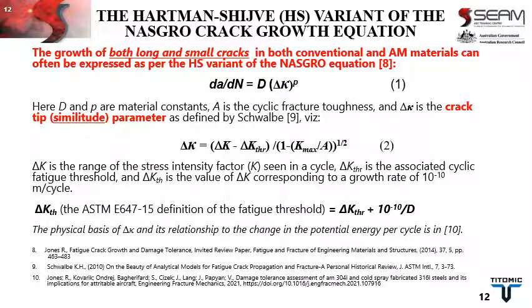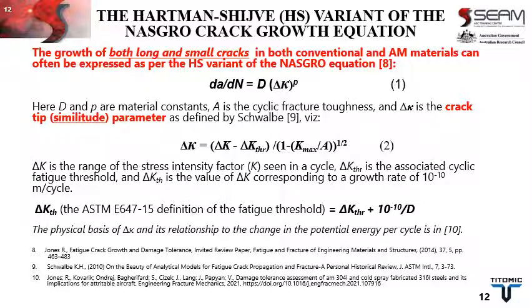The similitude parameter delta kappa that I'm going to use in this talk is given by equation 2. It involves two parameters, namely a fatigue threshold term, delta Kth sub r, and a cyclic fracture toughness term, A. The fatigue threshold term here is related to the traditional delta Kth term, which you get out of E647 by the equation on the slide.